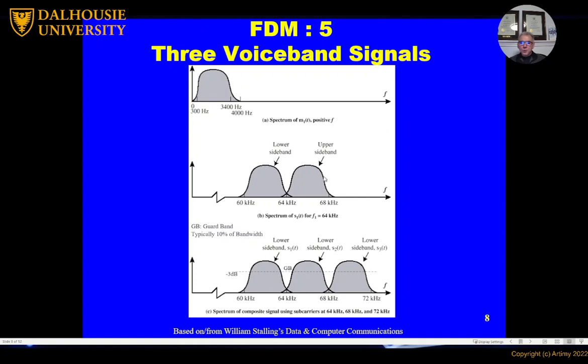So we don't need duplicates, so we remove one of them, we filter one of them out. You'll see here that when we have multiple channels, we will have multiple sidebands, and we keep only the lower, we don't need the upper one. Okay, so that explains one side. So what is this minus 3 dB, and what is this guard band thing? Okay, so that also requires some explanation.